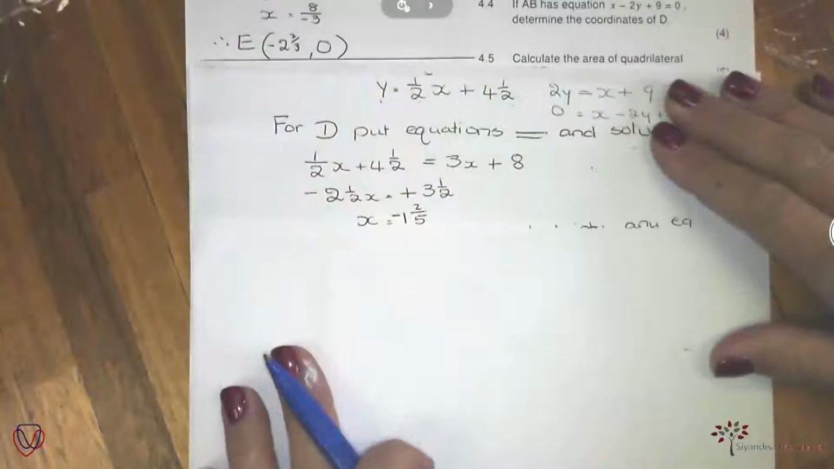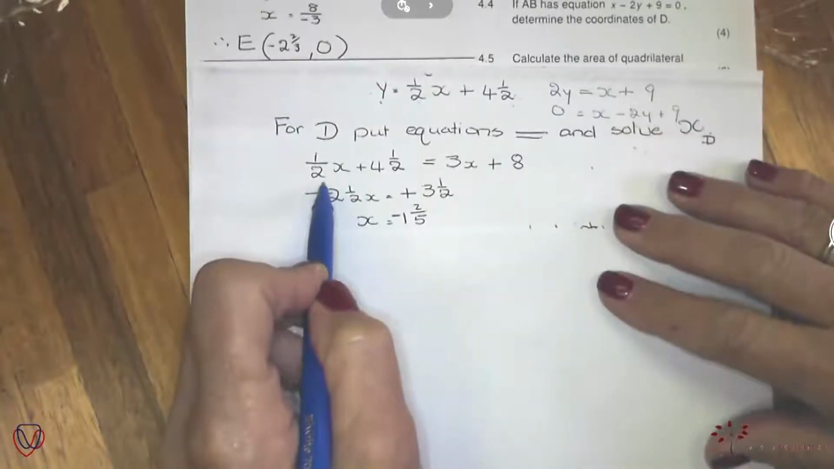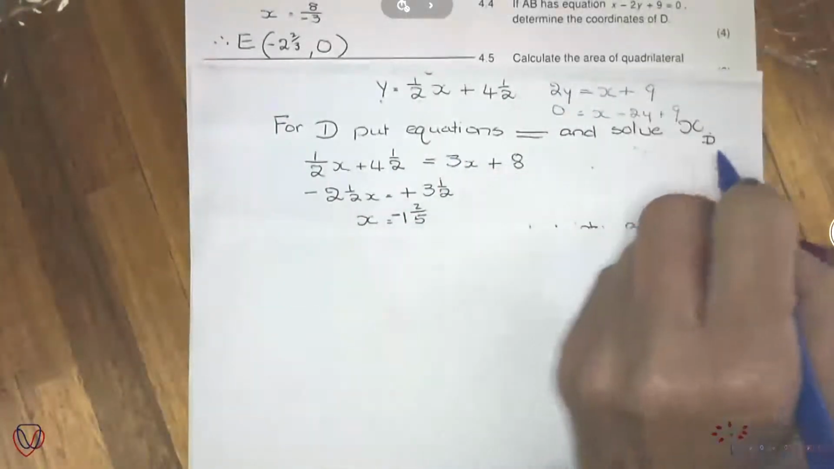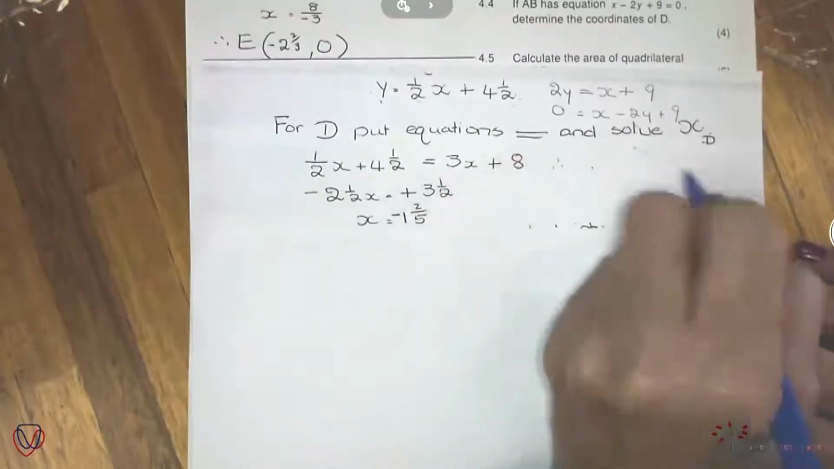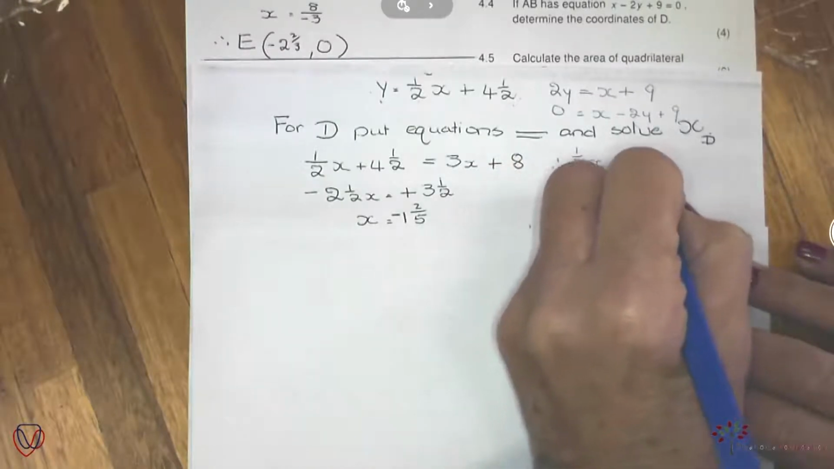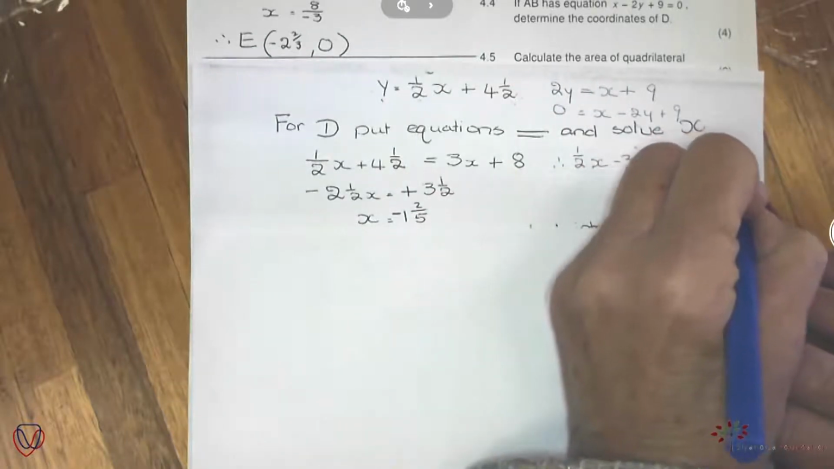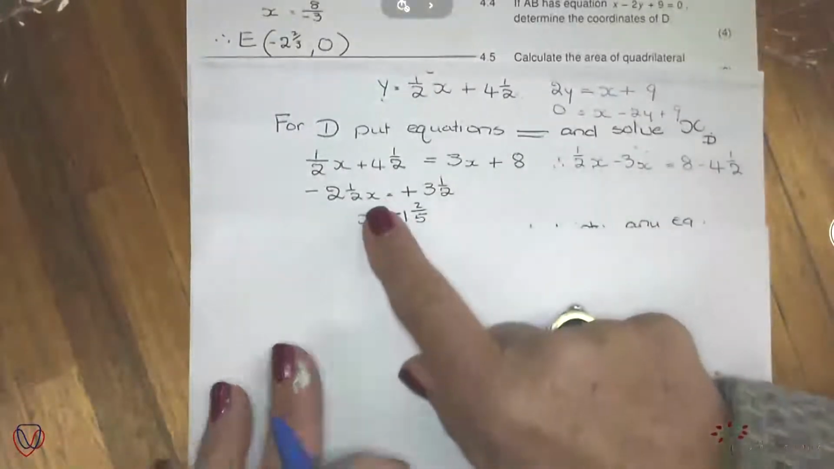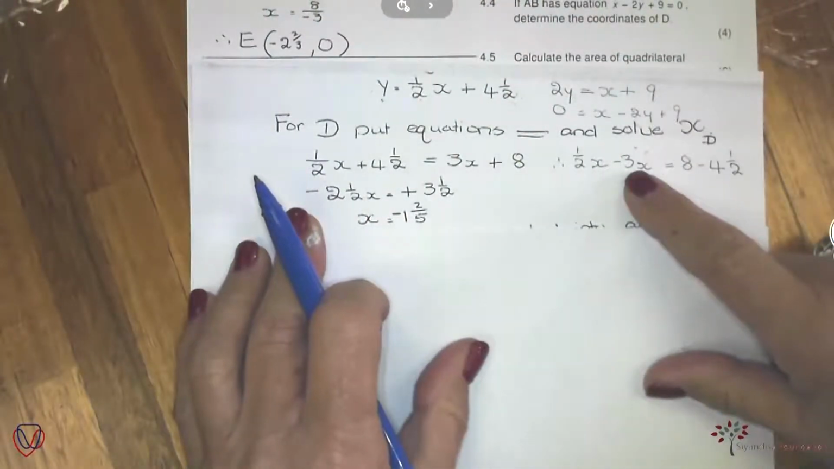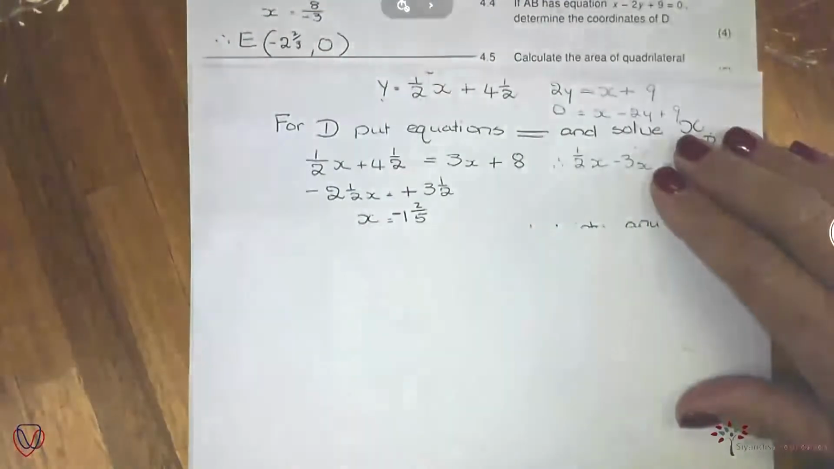So there I've got negative 2.5x. Look at this. I subtract a half from 3. I skipped that step and I didn't want to do it, so I'm going to rewrite another step here. Therefore, a half x minus 3x is equal to 8 minus 4.5. From there, a half x minus 3x gives me 2.5, but it's a negative because 3 is the bigger number. And then 8 minus 4.5 gives me 3.5. And there I have it.